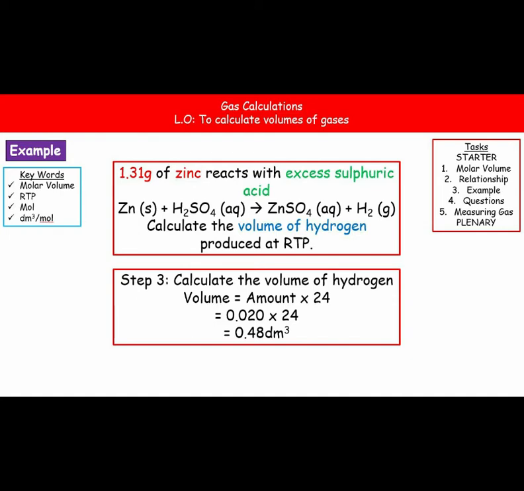So our third and final stage then is to calculate the volume of hydrogen. So we go back to the formula I introduced at the start of this lesson. The volume is the amount times 24. We know that our amount of hydrogen is 0.02, so it's going to be 0.02 times 24, which gives us the answer of 0.48 decimetres cubed. So again, I'll leave this up for another 30 seconds so you can get it written down as the final part to our example.